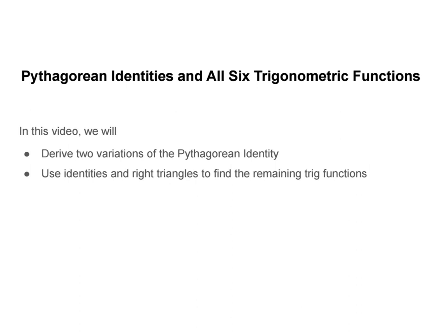In this video, we're going to look at the Pythagorean identities and how they relate to all 6 trigonometric functions. In particular, we're going to derive 2 variations of the classical Pythagorean identity, cosine squared theta plus sine squared theta equals 1, and we'll look at how to use identities and right triangles to find the remaining trig functions of an angle when we know one of them and some other information.